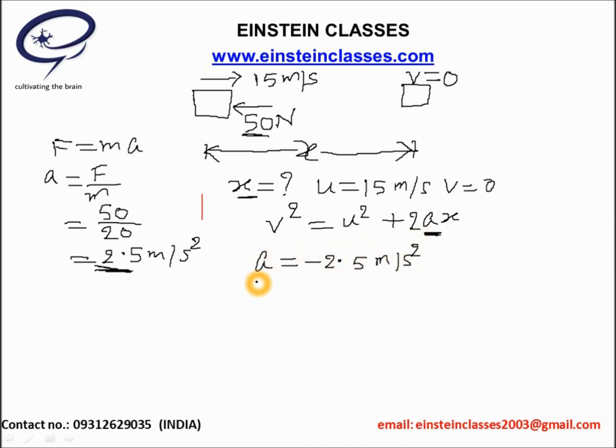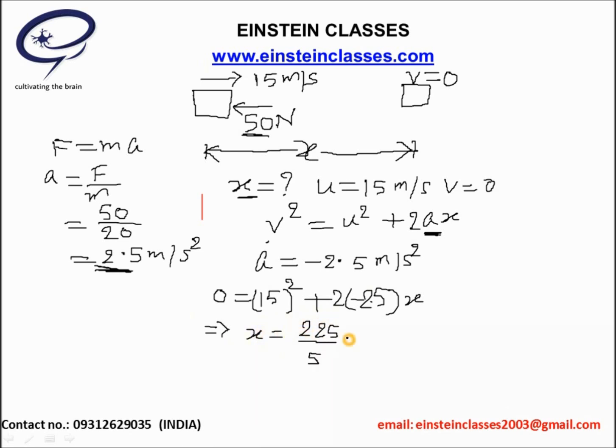Now put the values of a, the final velocity v which is 0, and the initial velocity u in this equation. After putting all the values, we get 0 equals 15 square plus 2 into minus 2.5 into x, and after some calculation the value of x will come out as 225 divided by 5, and this value will come out to be 45. This one is the stopping distance, and this is the value which we had to calculate in this problem.